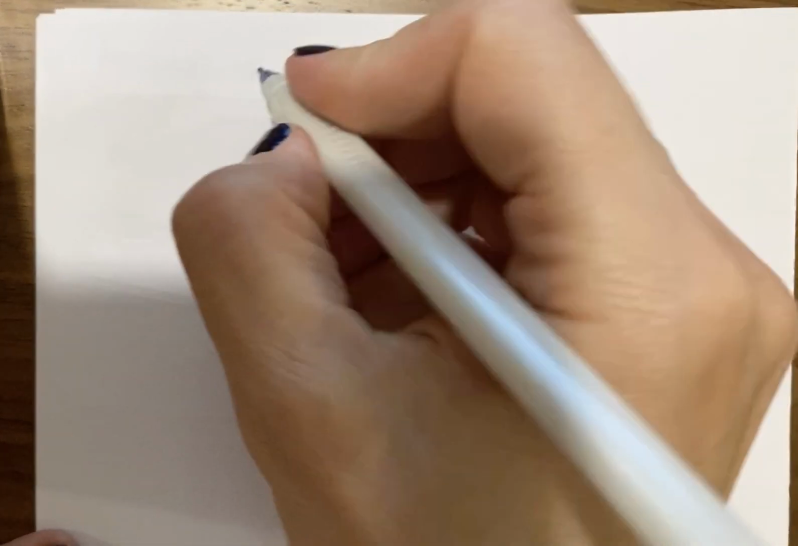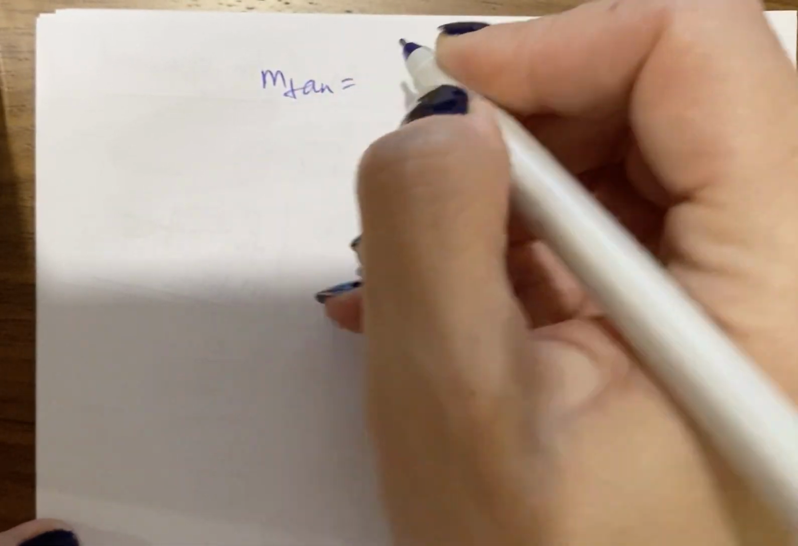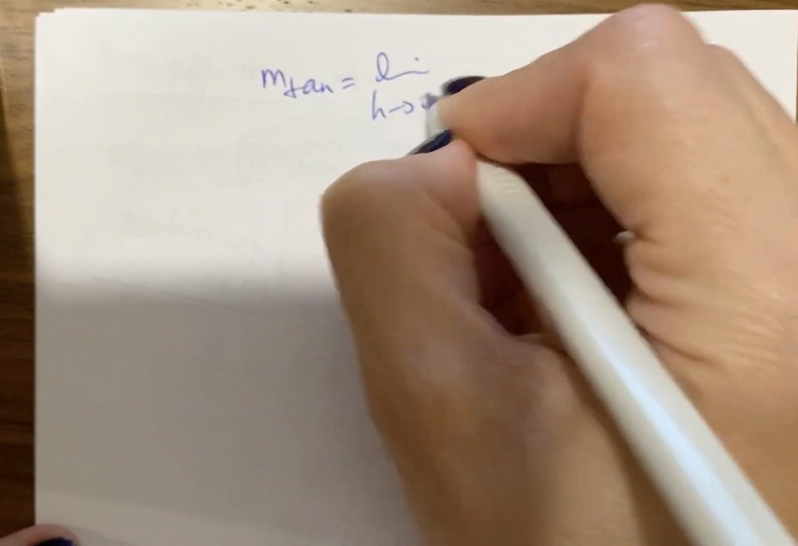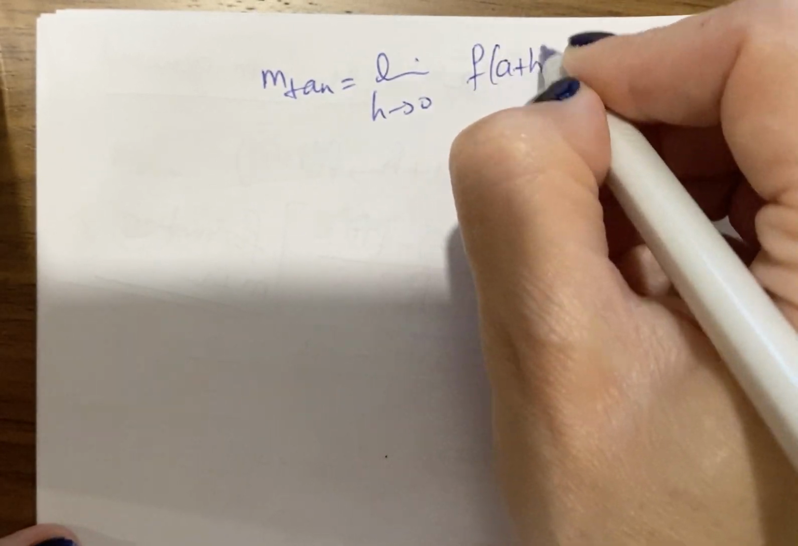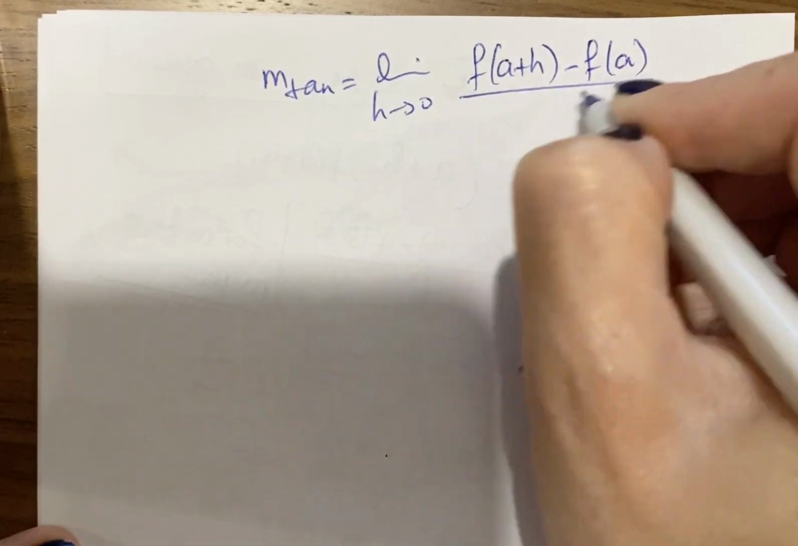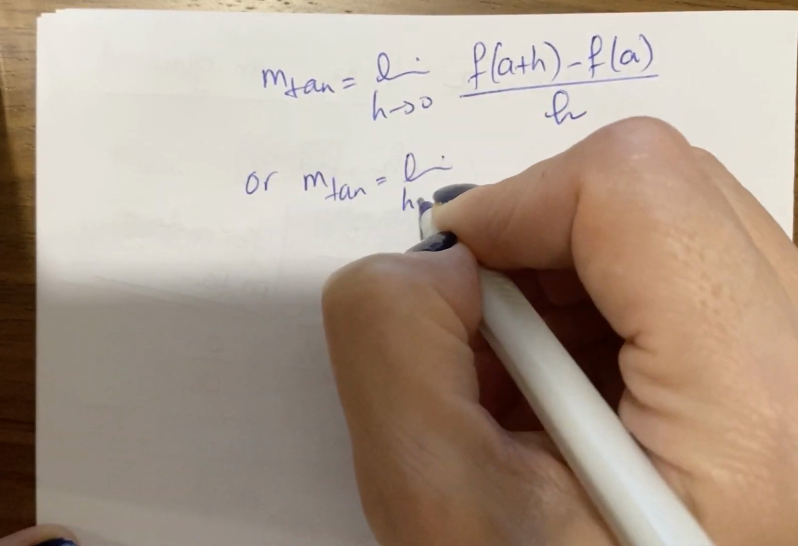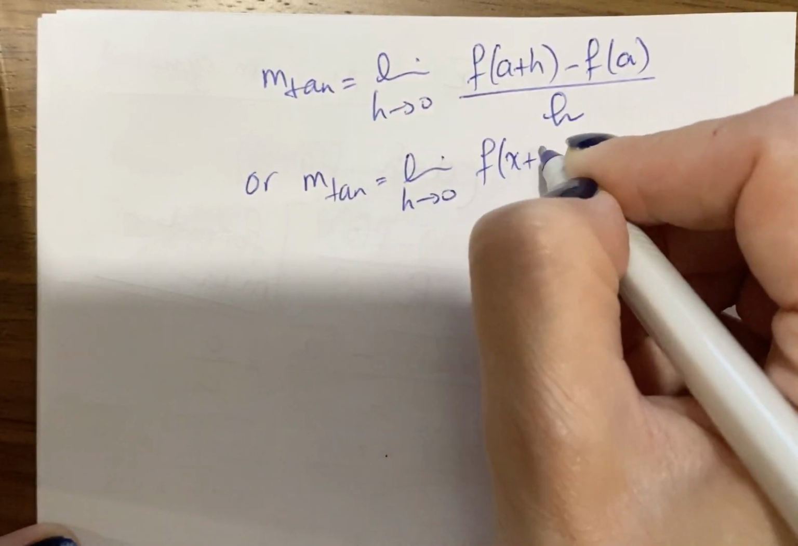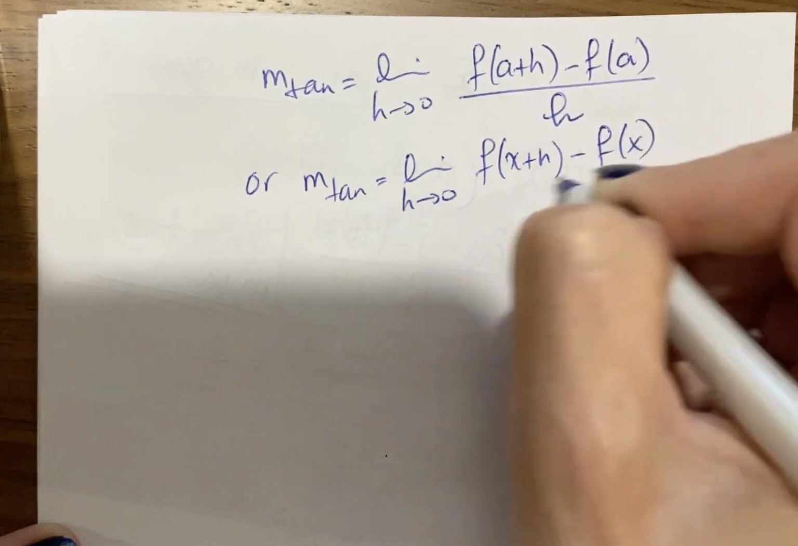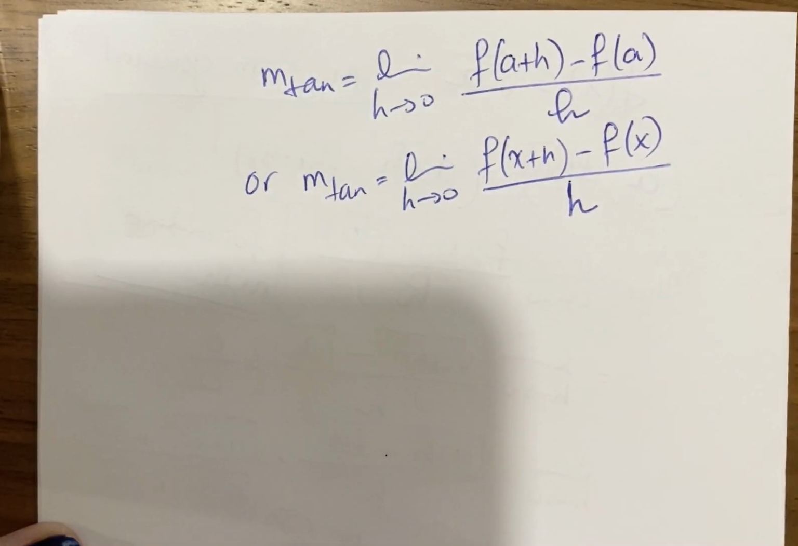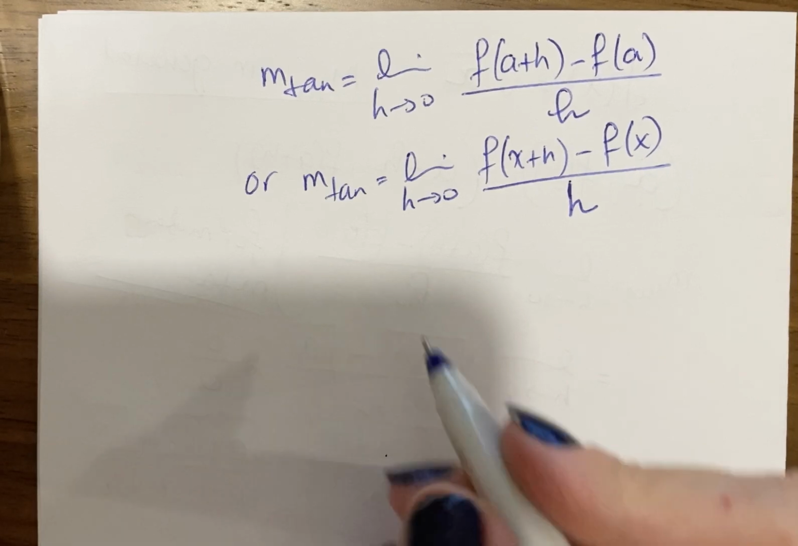That's why one of the formulas to find the slope of the tangent in general is the limit as h approaches 0 of f of a plus h minus f of a over h, or you can use the variable x instead, and find the slope of the tangent.